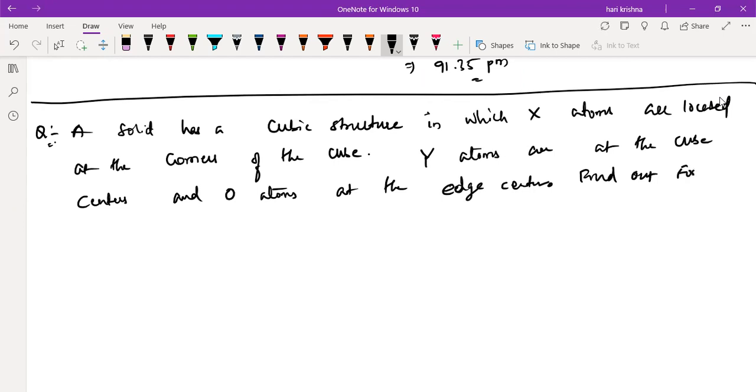Find out the formula of the compound. Just try to find the answer. One solid is there which has three different types of atoms, X, Y, and O. X atoms are there at the corner, the Y atoms are there at the body center, and the O atoms are there at the edge centers. Then with the help of this, what is the formula of the compound? Do it first and tell me the answer.